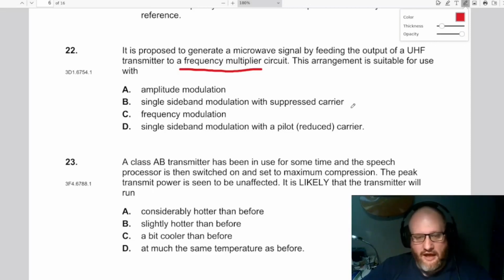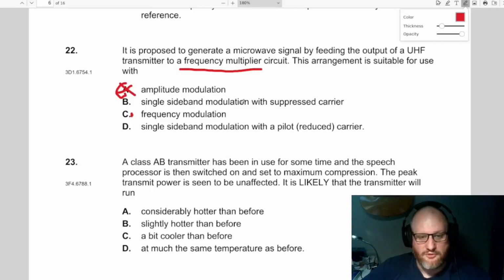One of the effects of multiplying an FM signal is that the bandwidth is increased. It has an effect on the modulation index, but the actual information, the encoded information within that signal, comes away unscathed. So let's put a marker by frequency modulation, and what else have we got? We've got AM, amplitude modulation. That is not going to work because the amplitude is going to get distorted. It's not going to survive that process well.